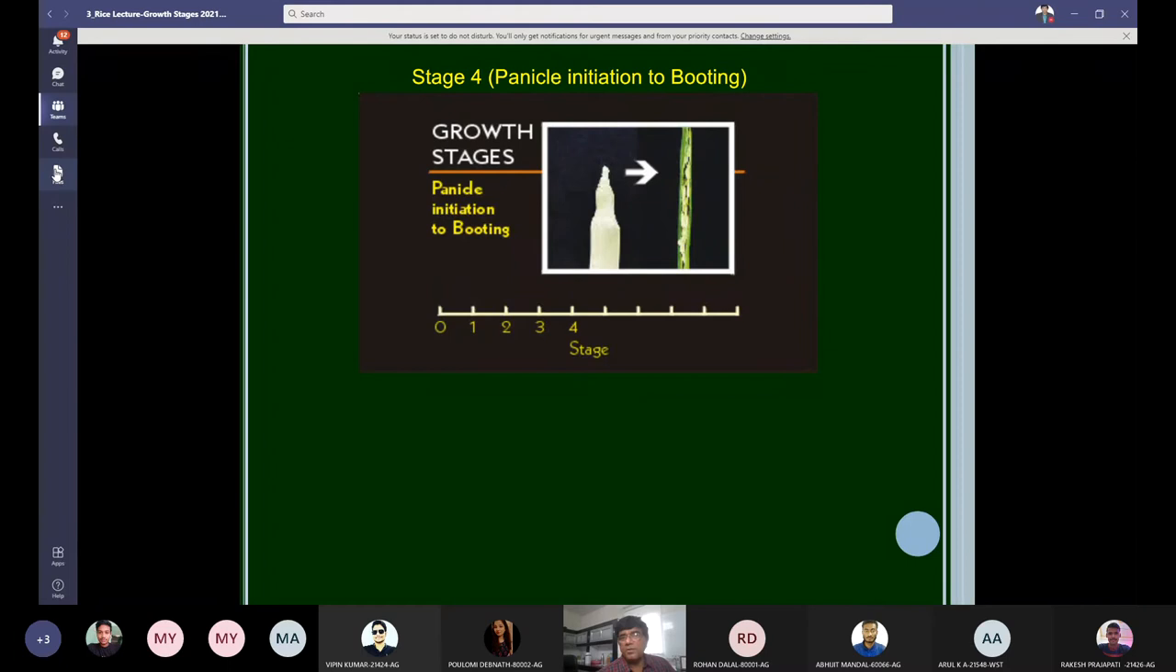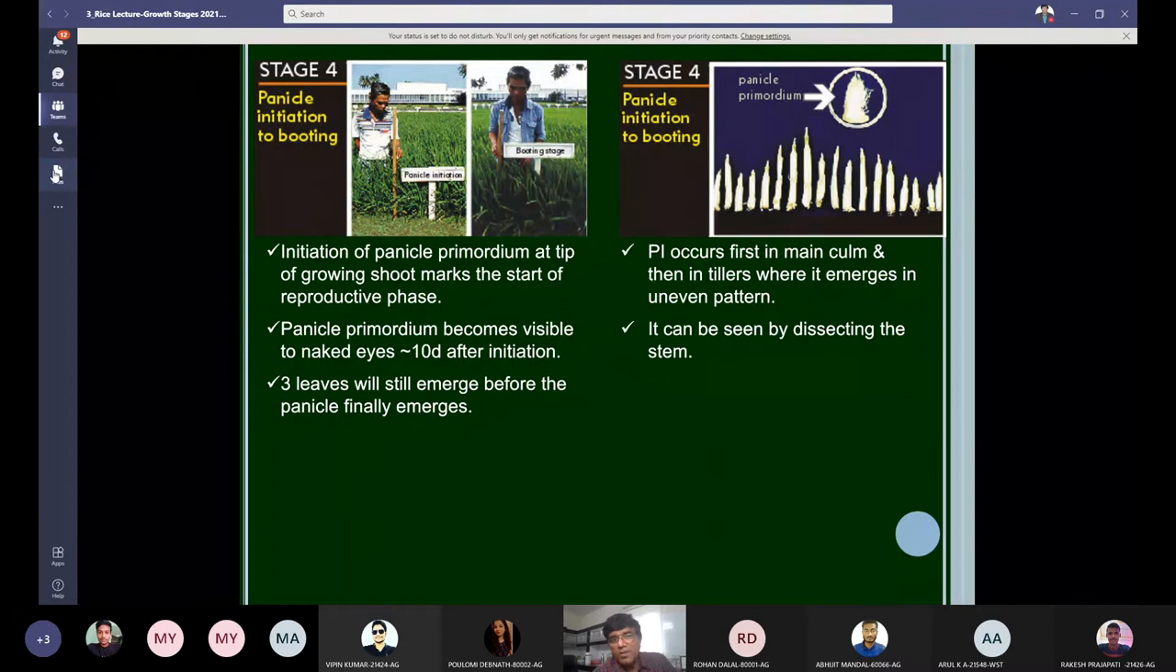Now, panicle initiation to booting stage. This is stage number 4. So now you can say initiation of panicle means initiation of inflorescence formation. So initiation of panicle primordium at the tip of the growing shoot marks the start of reproductive phase. Panicle primordium becomes visible to naked eyes only 10 days after initiation. But before that, you can see it with some lens, magnifying glasses.